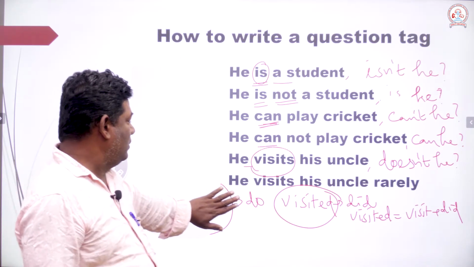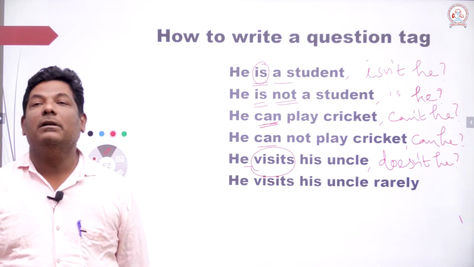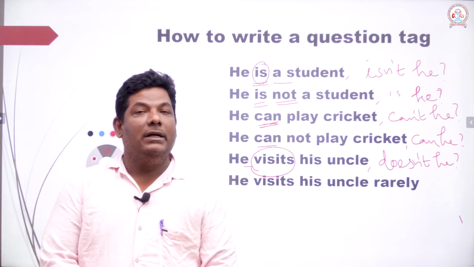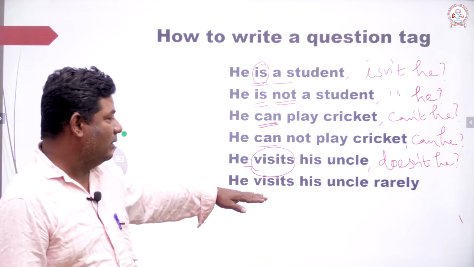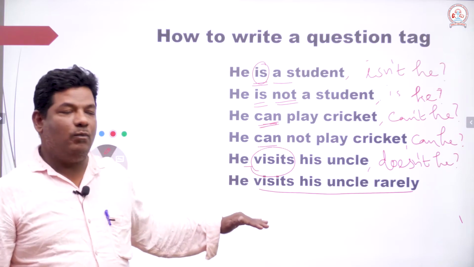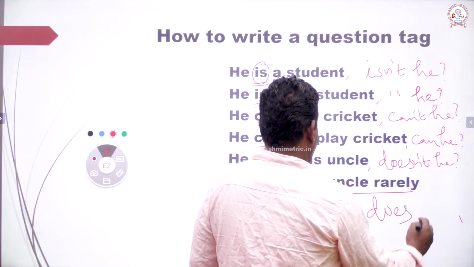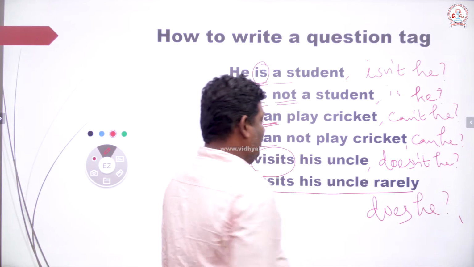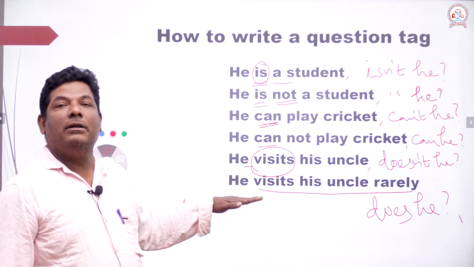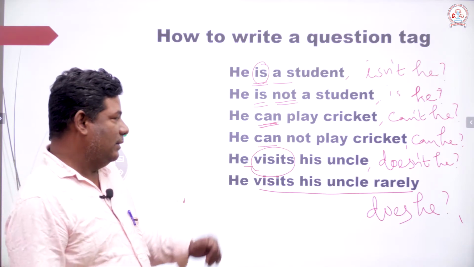And next sentence, the last sentence is, he visits his uncle rarely. Okay, hardly. It gives you a negative sense. It looks like a positive, but it gives you a negative sense. Therefore, it takes a positive question tag. So, does he. Because it is a negative sentence, therefore, it takes a positive question tag does. Why are we using does for this?